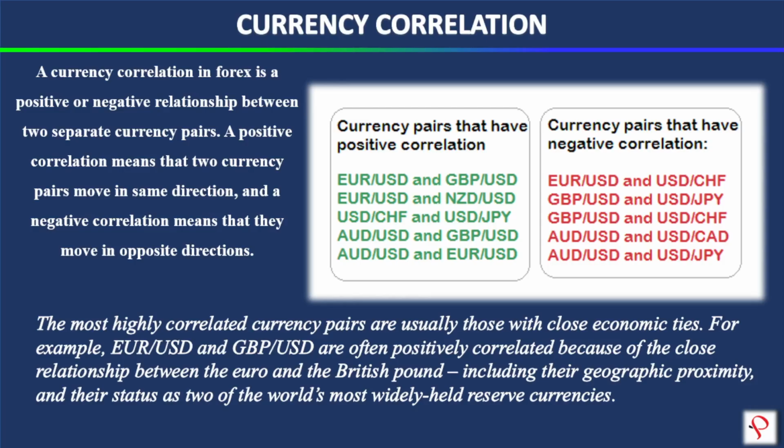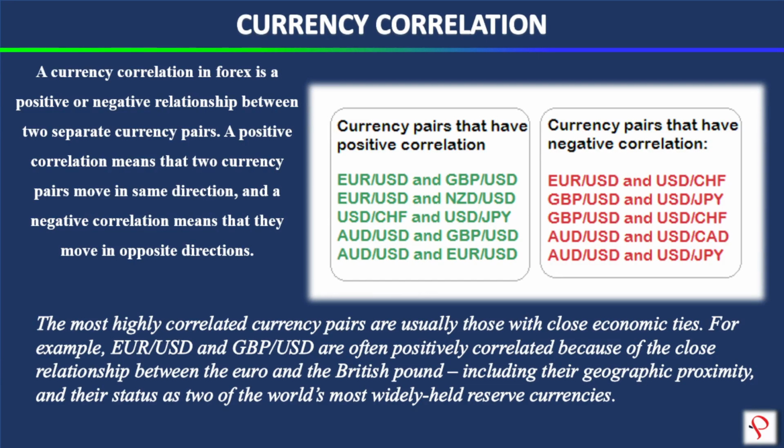Alright, yes, they may not be moving at the same pace, but they actually have the same move in the market because they are correlated. In this case, you find out that the USD is the second currency, the euro is the first currency. And when you look at GBP USD, the GBP is the first currency and the USD is the second currency.